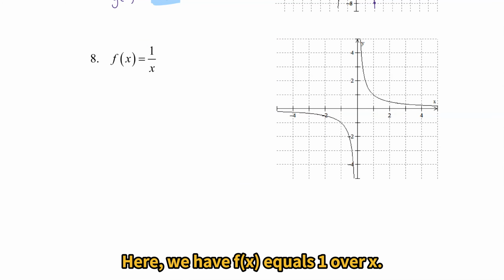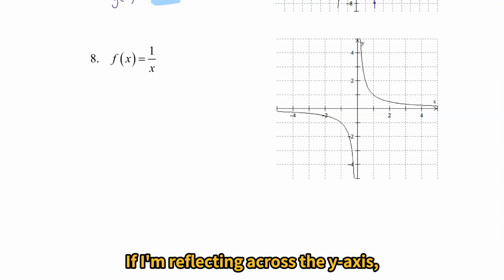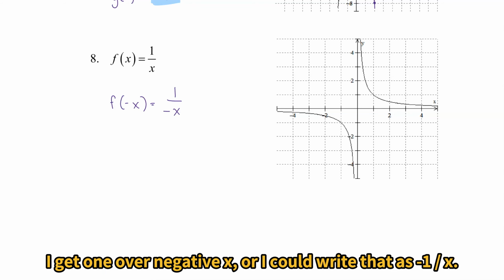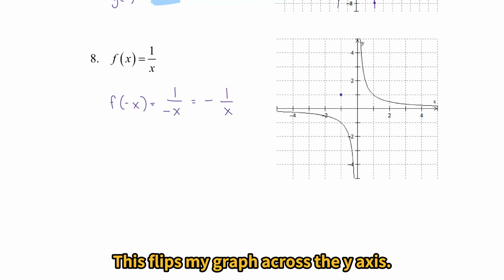Here we have f of x equals 1 over x. If I'm reflecting across the y-axis, I replace the x with a negative x, and I get 1 over negative x, or I could write that as negative 1 over x. This flips my graph across the y-axis.